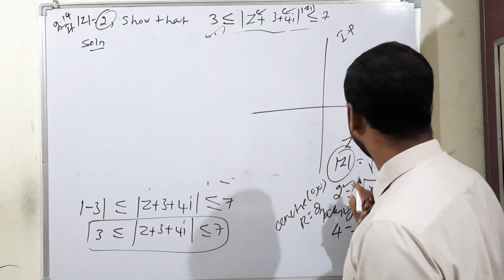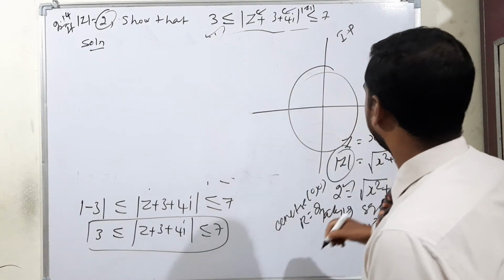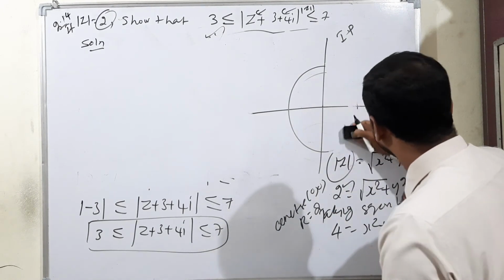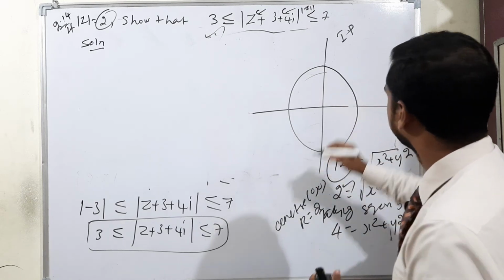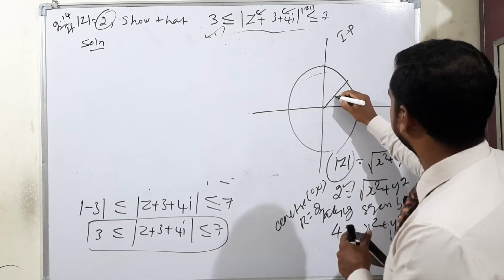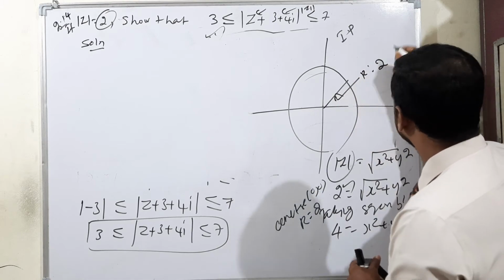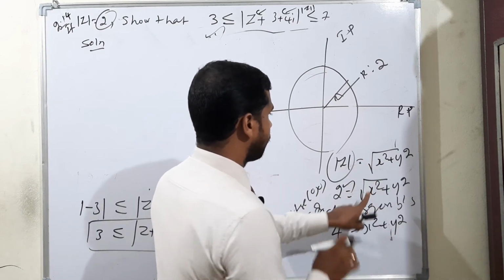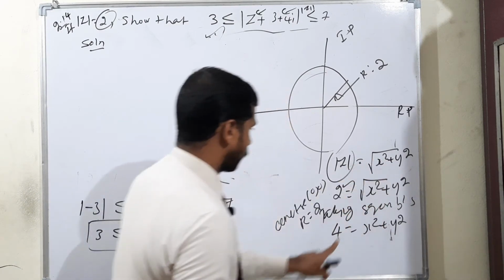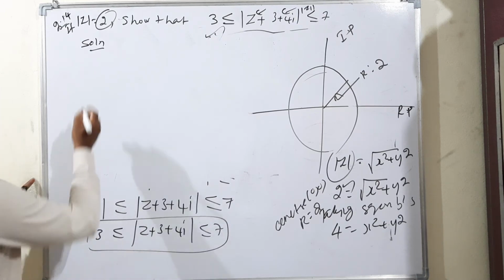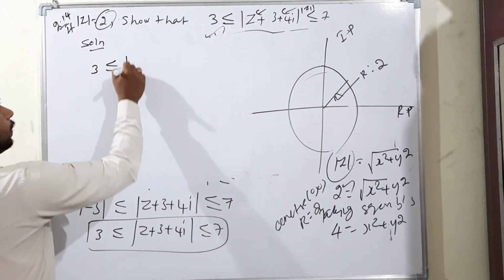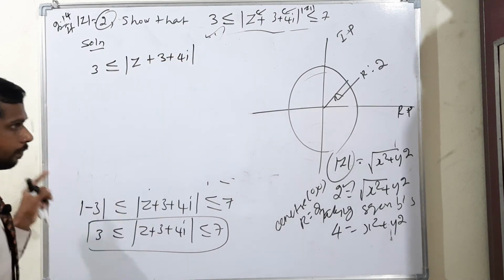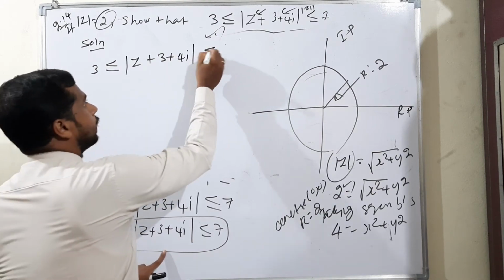So this is the radius, and the radius will be 2. Now the modulus of z is the square root of x square plus y square. Now I will write the last line: 3 is less than or equal to the modulus of z plus 3 plus 4i, less than or equal to 7.